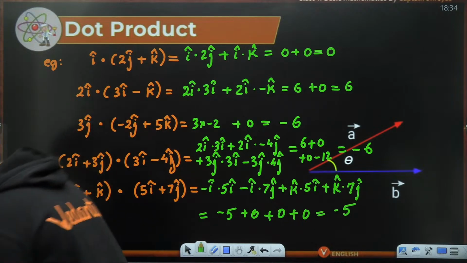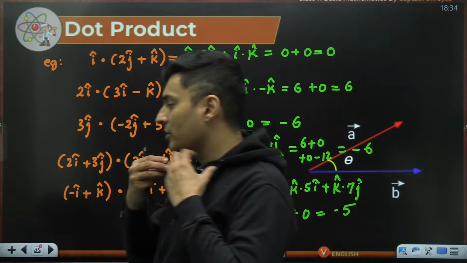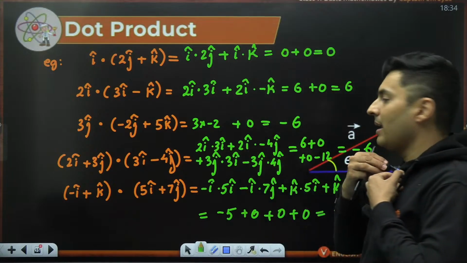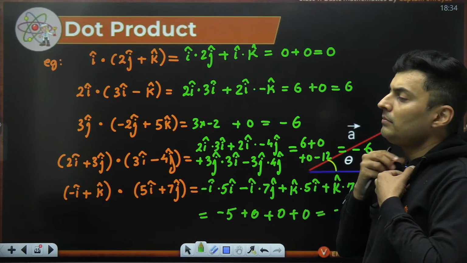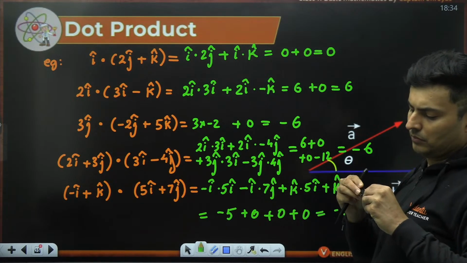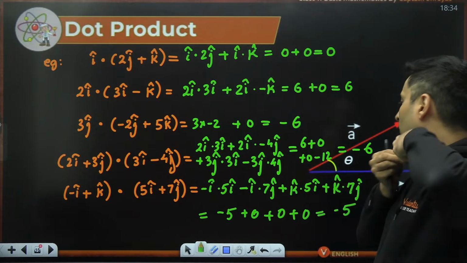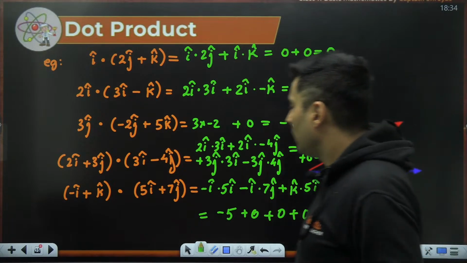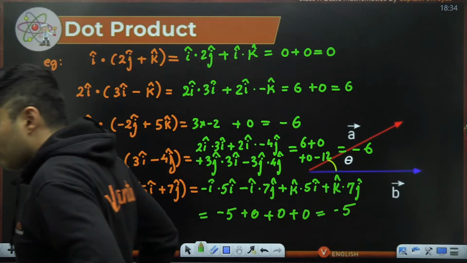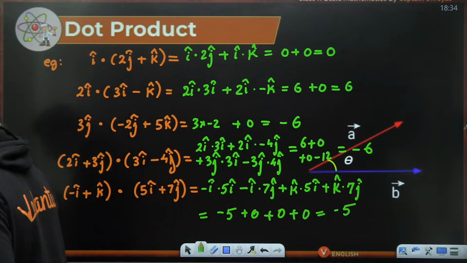Is this absolutely clear? Let me know, guys, quickly in the chat box. Yeah. So only one term was getting multiplied. Rest everything is 0. Perfect.